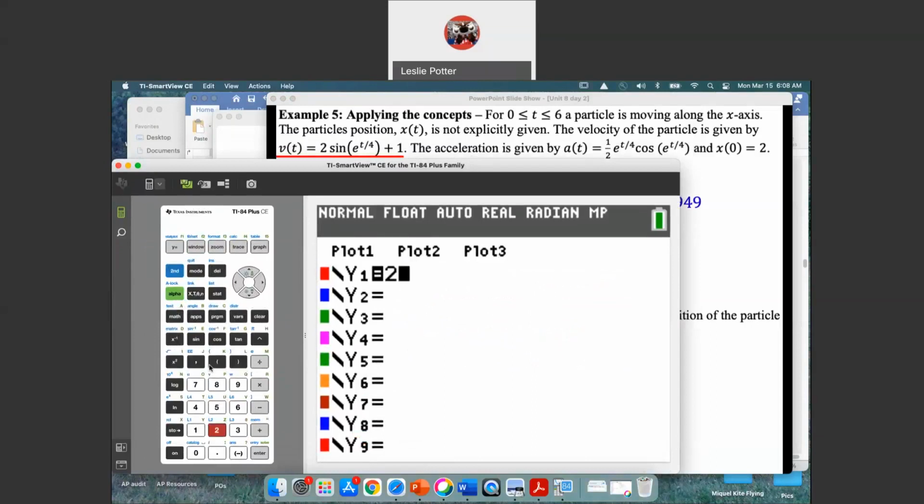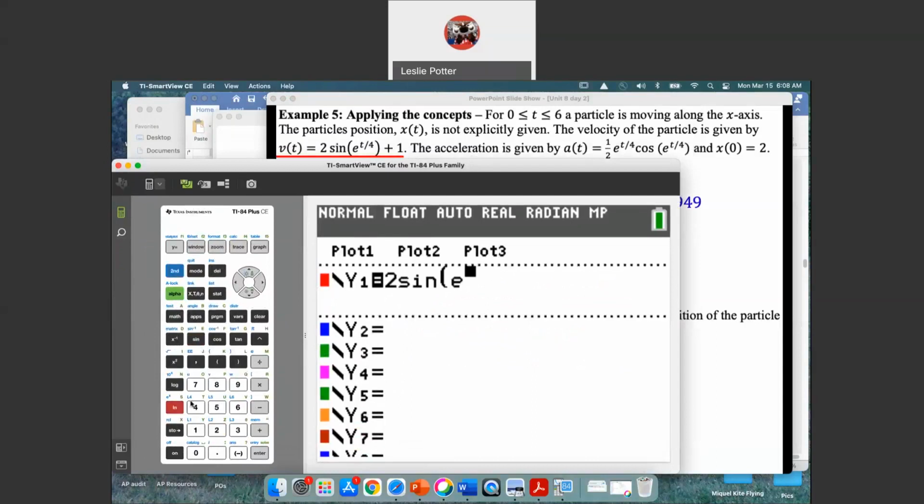Okay, so we're going to graph 2 sine of (x divided by 4), and close that bracket, plus 1. Okay, so there's the function.